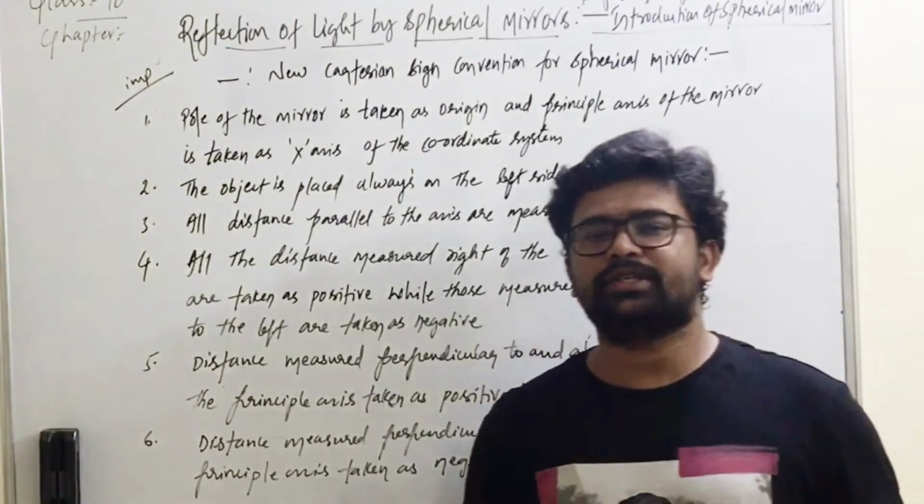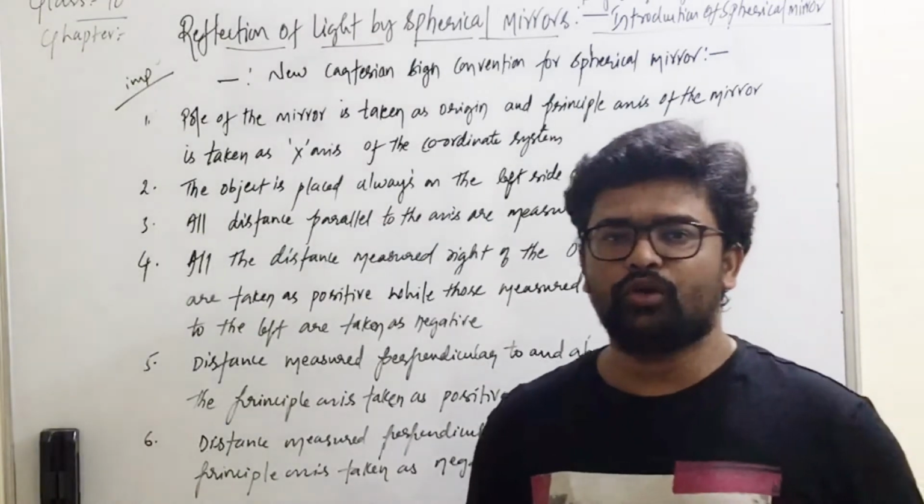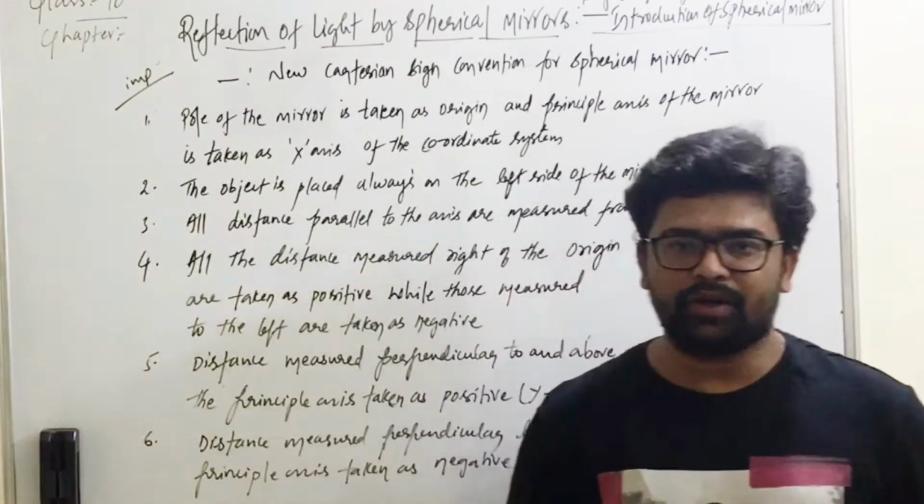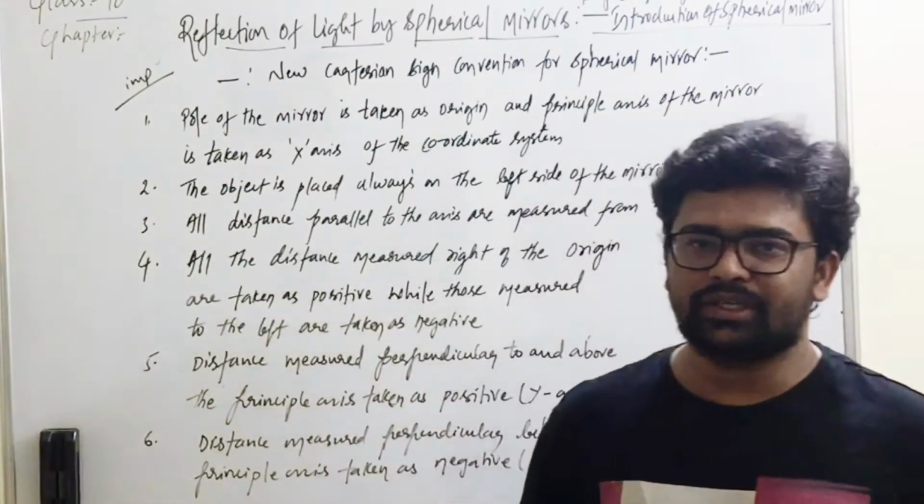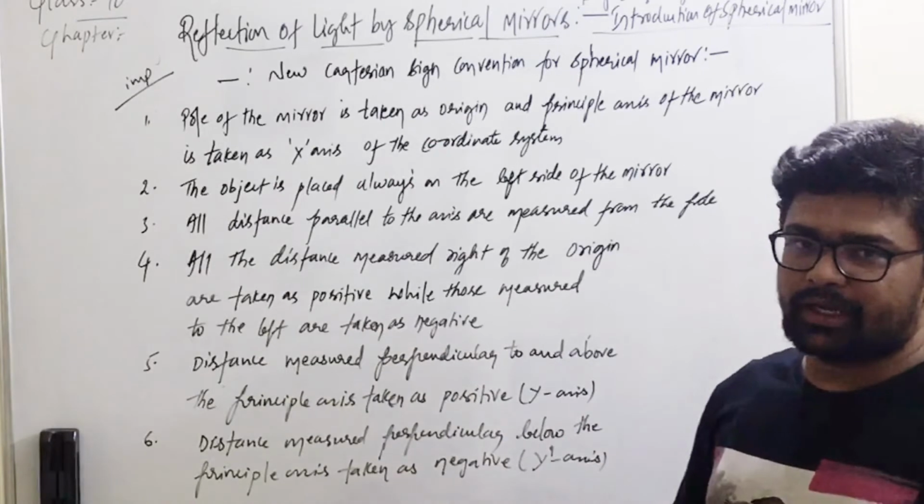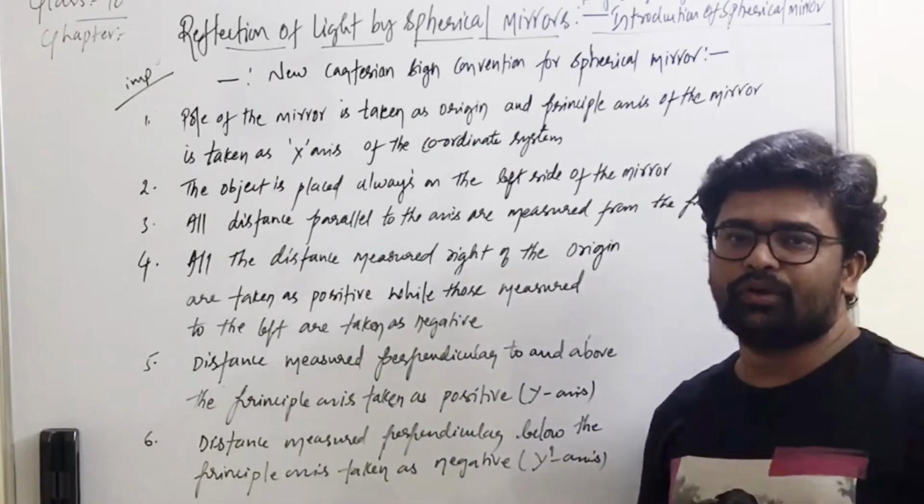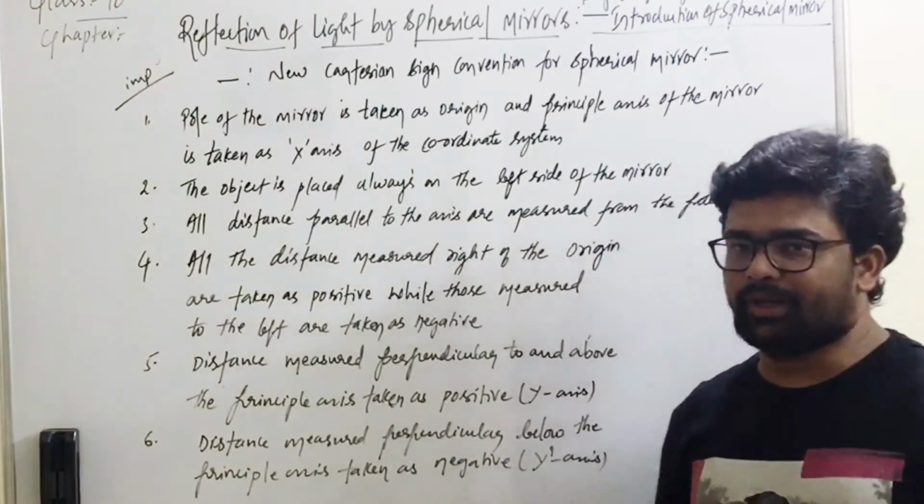In the previous session we studied the ray diagram showing various positions of the object when placed in front of concave and convex mirrors. Today another important concept we are going to discuss is the new Cartesian sign convention for spherical mirrors, which is a very important concept to solve the numerical problems related to spherical mirrors.